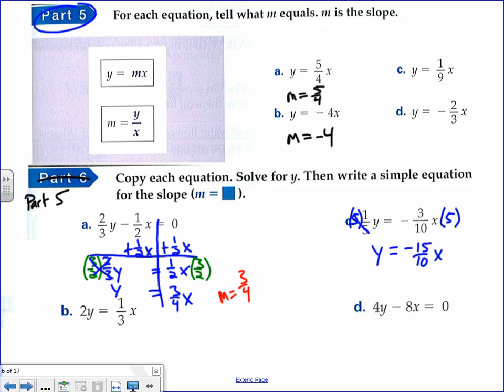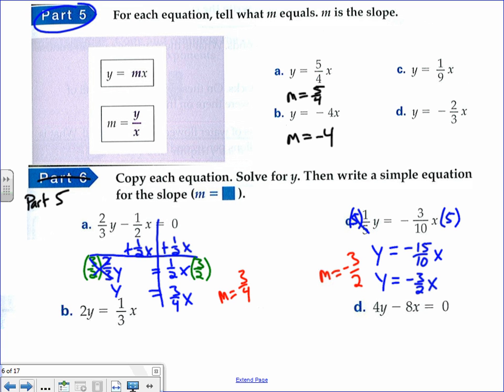Which is correct, however, it is not simplified, so you need to make sure you simplify it. Negative 15/10 will simplify to negative 3/2 x, because 5 goes into 15 3 times, 5 goes into 10 twice. Once you have that, you can go ahead and identify your slope, which is going to be negative 3/2. We always want to put slope in simplest form.